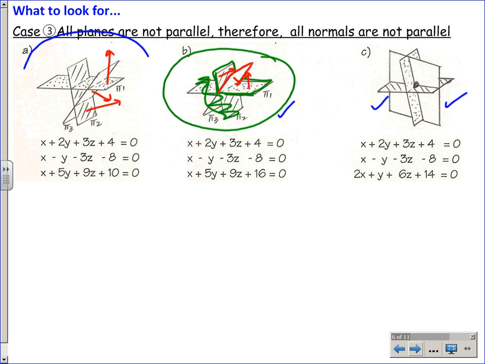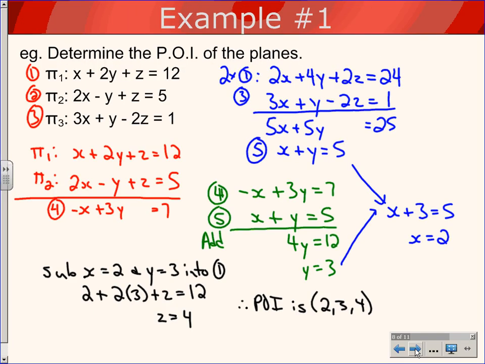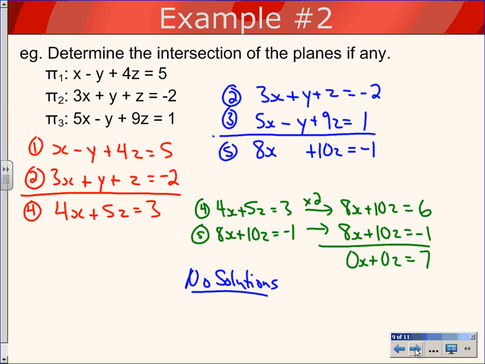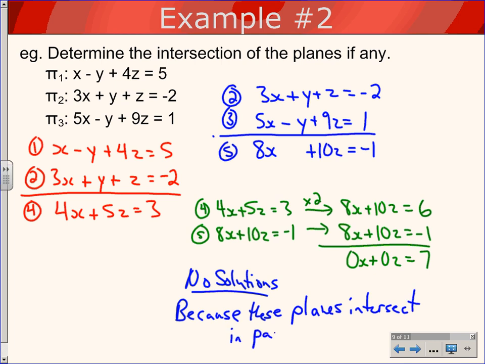This one right here has no parallel planes, but it also doesn't have a point of intersection. And so that's the situation that we're in. So there's no solutions because these planes, remember we said they intersected in pairs. And that's our conclusion for this. We're done after we say that. So it's not enough to just say that there's no intersection, we have to say that they intersect in pairs. We have to give an explanation for it.